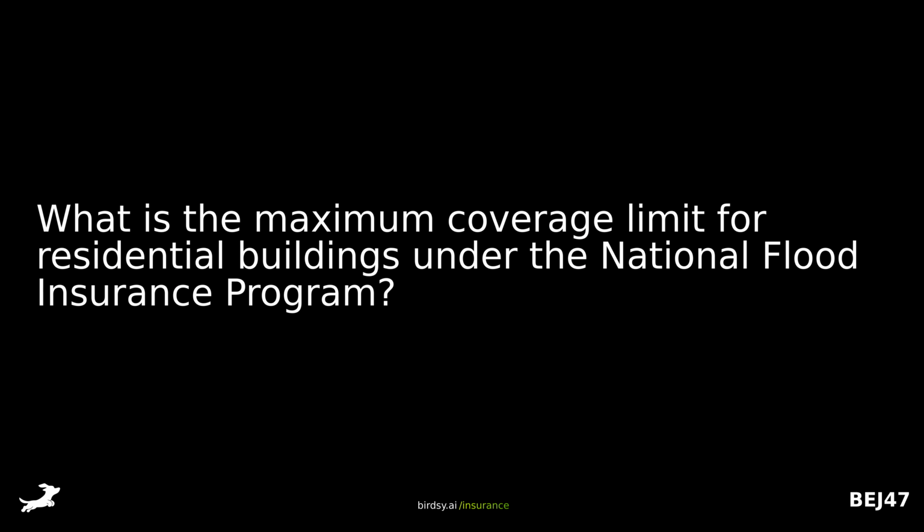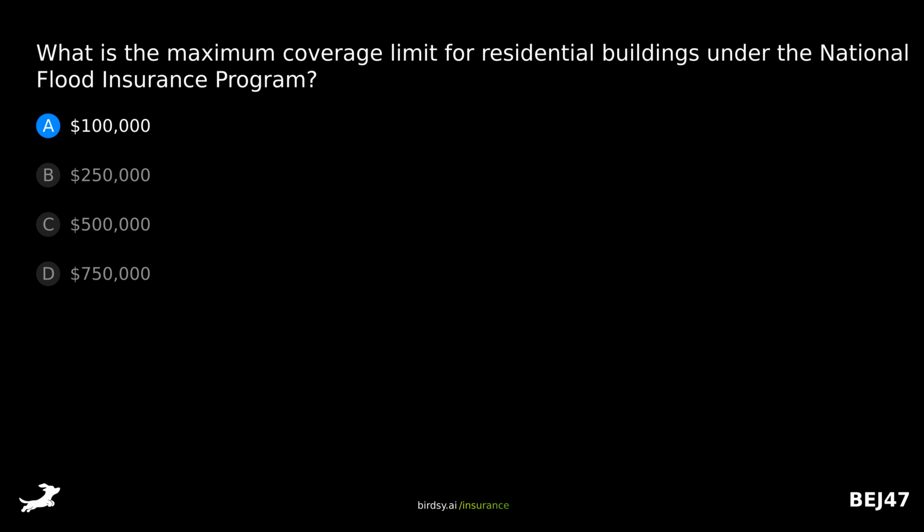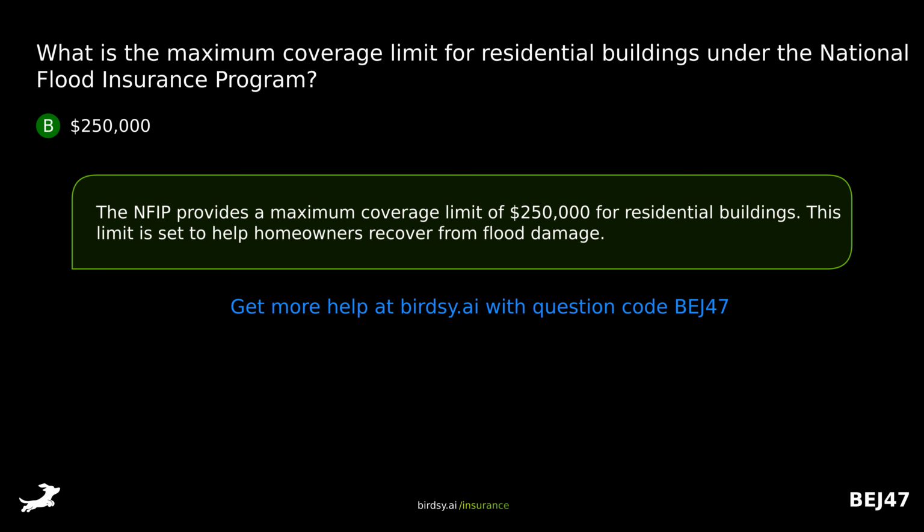What is the maximum coverage limit for residential buildings under the NFIP? Is it A, $100,000, B, $250,000, C, $500,000, or D, $750,000? The answer is B, $250,000. The NFIP provides a maximum coverage limit of $250,000 for residential buildings. This limit is set to help homeowners recover from flood damage.